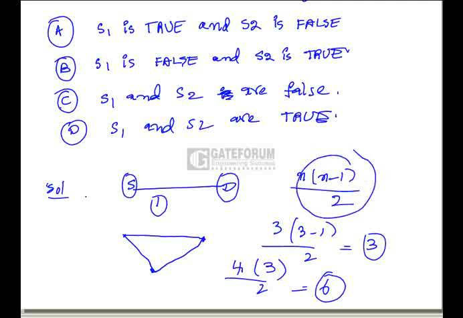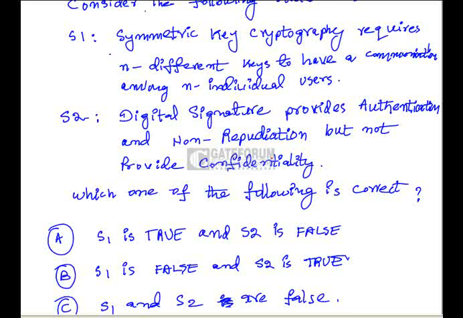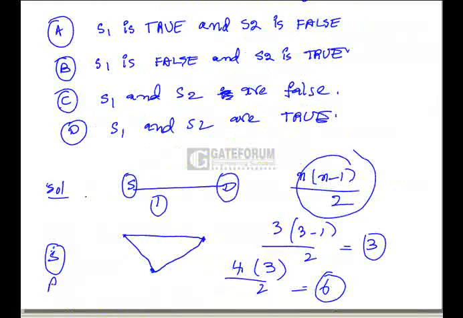S2: digital signature provides authentication and non-repudiation but does not provide confidentiality. It is true, because in a digital signature the source encrypts the data with the private key of the source, which is not known to anybody. So the destination has to decrypt the data with the public key of the source. When it gets opened, it is a proper identification that the message is coming from the proper source only. That is authentication. Non-repudiation means the source cannot deny that it sent the message, because it has been opened with the source's public key, so it must have been encrypted by the source's private key only. So non-repudiation and authentication both are provided.